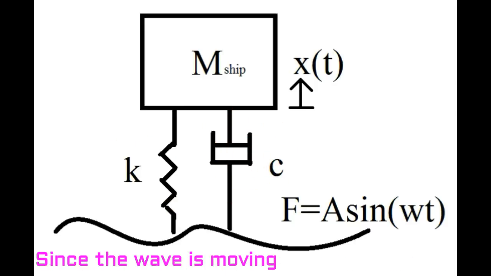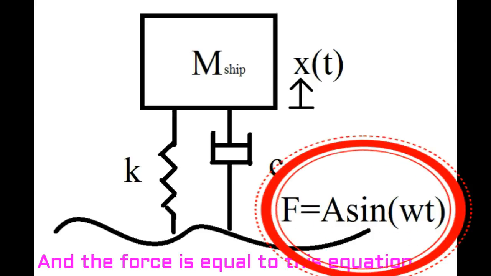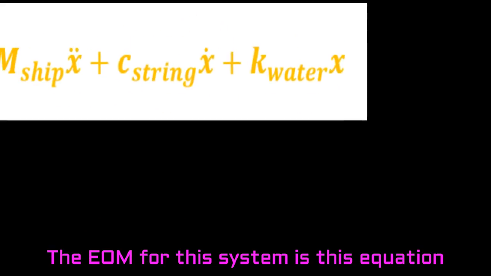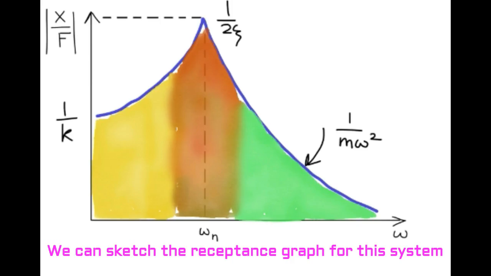Since the wave is moving, this is a forced vibration, and the force is equal to this equation. The ship is swaying with displacement x. The equation of motion for this system is equal to this equation. After derivation from these equations, we can sketch the receptance graph for this system.